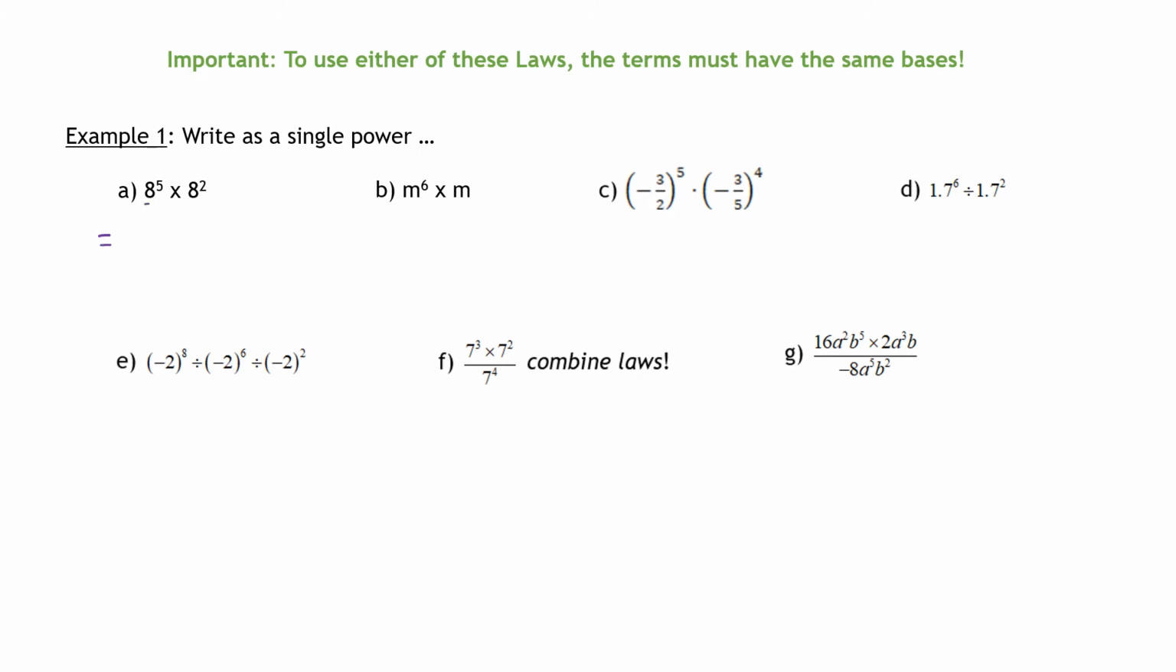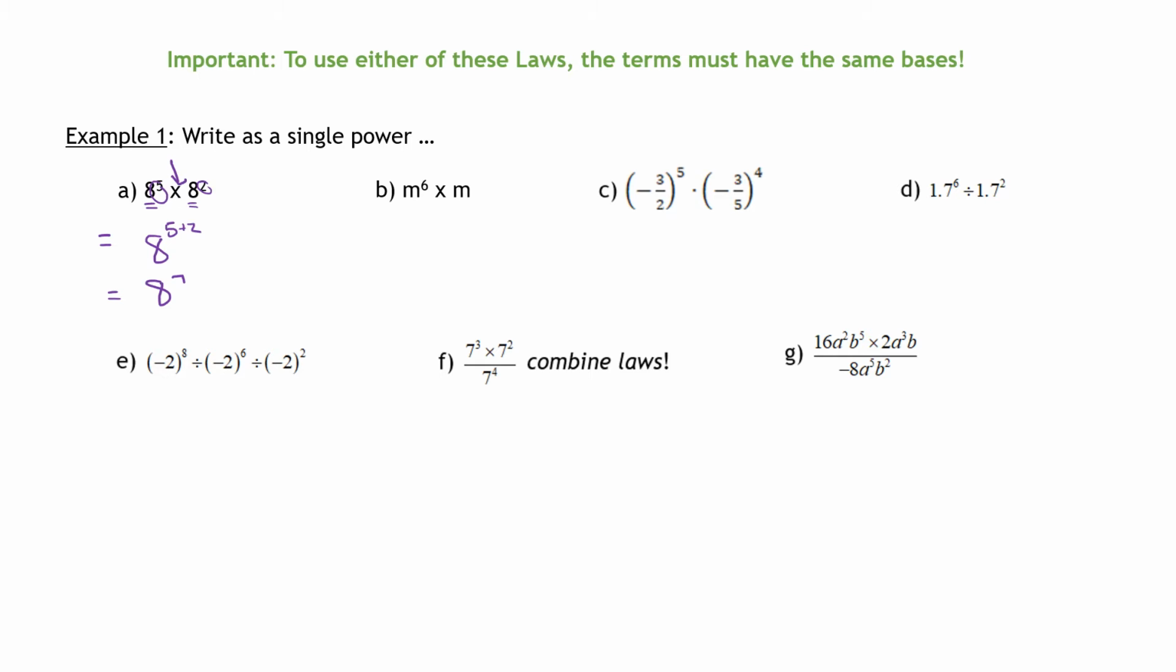So my common base is an 8. My base matches, so I can put an 8 once. I only need to write it once. And now here's my exponents. I have a 5 and I have a 2. And when I'm multiplying, that means I'm going to add them, 5 plus 2. So I have 8 to the power of 7.